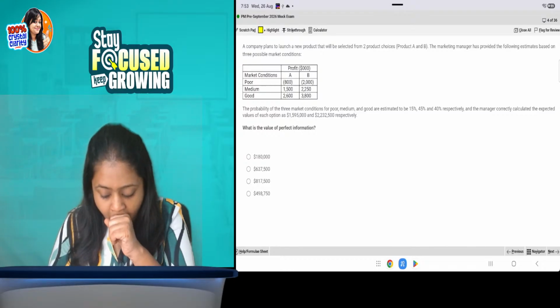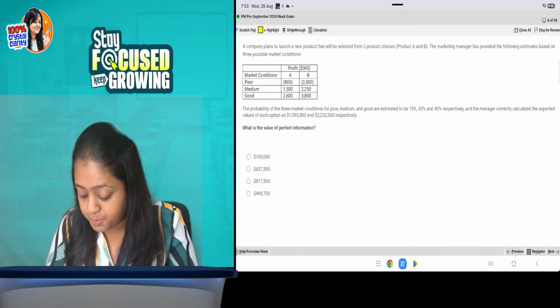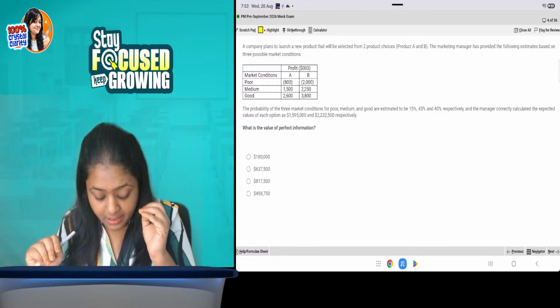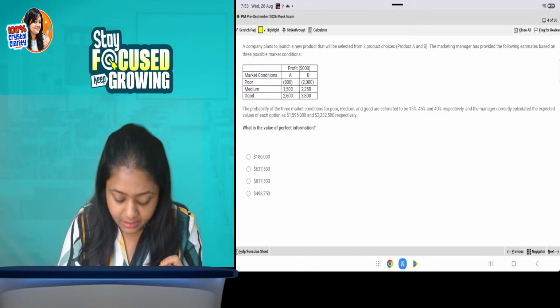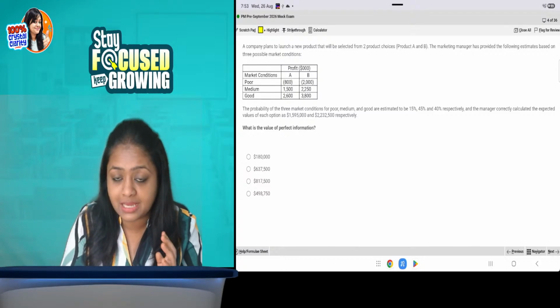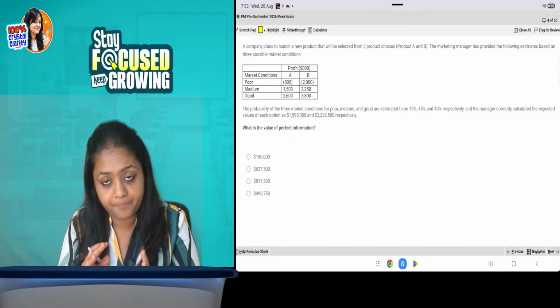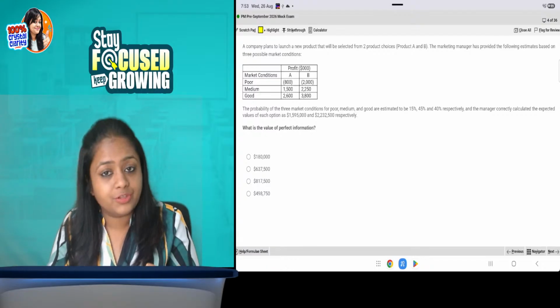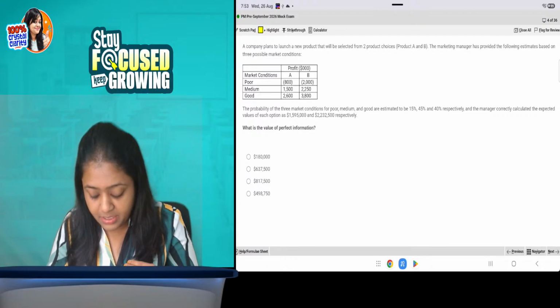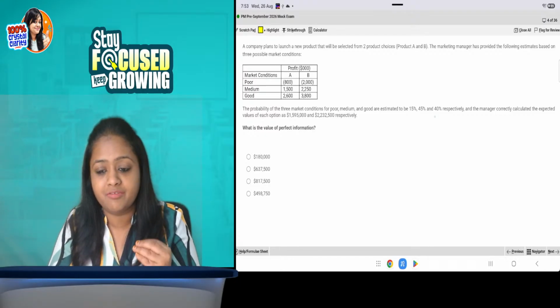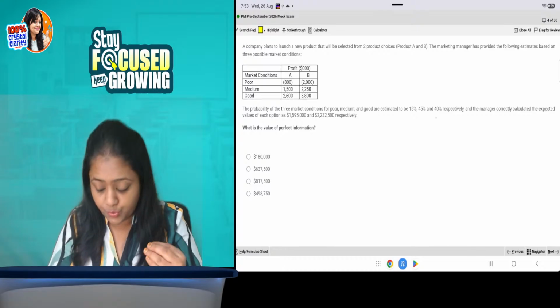The marketing manager has provided the following estimates that are based on the three possible market conditions. Market conditions can be poor, medium or good, and the two products are A and B. Okay, and the details are given to you. The probability of the three market conditions of poor, medium, good are 15%, 45% and 40% respectively. Again given to you here.